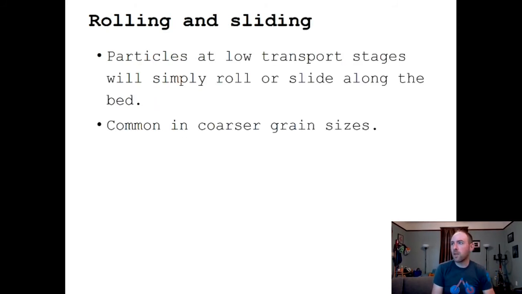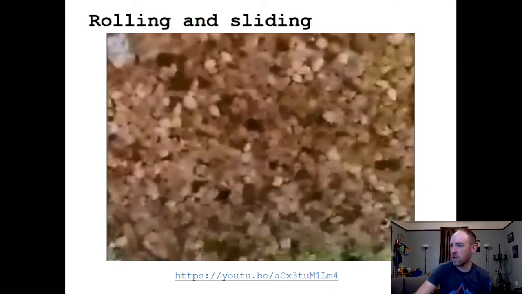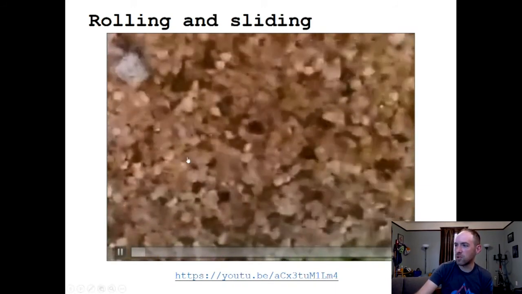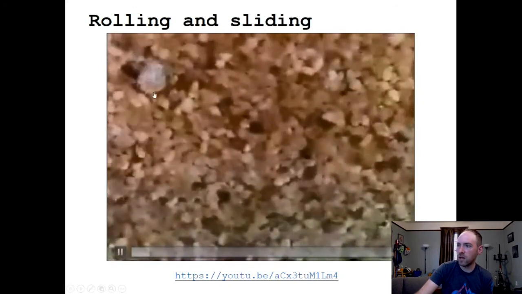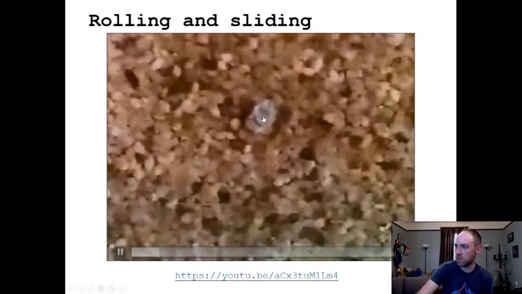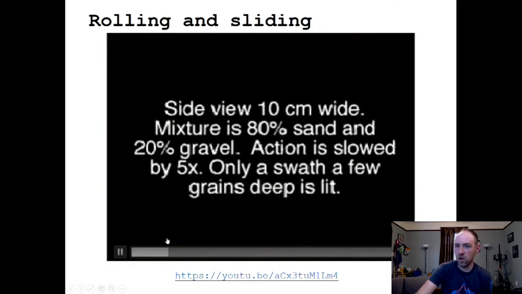So again, rolling and sliding occurs at low transport stages. It's common, especially in coarse grain sizes, like on a cobble-bedded river, for example. You can look at some of that here. Here are some particles in a pretty grainy image. You can see them rolling and sliding. Here's a great example of one that's sliding. It doesn't turn over all that much, and then sometimes it starts to roll. Sometimes it just wiggles along, right? So you can see that at low transport stages, that's pretty common.